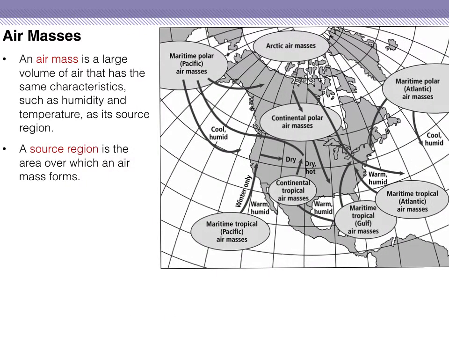An air mass is a large volume of air that has the same characteristics such as humidity and temperature as its source region. A source region is the area over which the air mass forms. Now, if you look at this diagram, you can see that the Arctic and polar air masses are up in the northern hemisphere, and the maritime and tropical are down closer to the equator. The continental polar comes from the northern part of the northern hemisphere over the continent of North America, and the continental tropical air mass that you see on the bottom of the United States comes from Mexico.